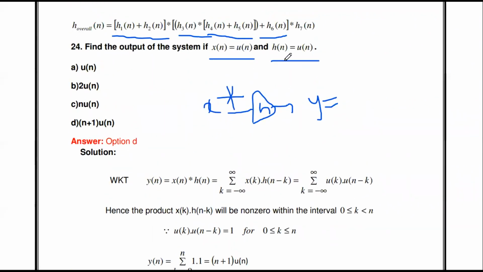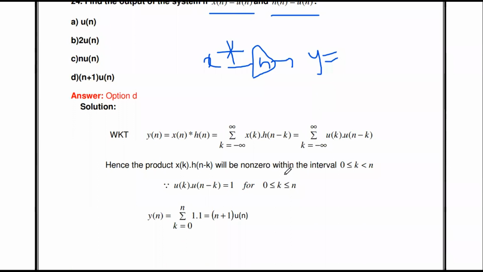Here a finite duration sequence is not given. It is an infinite duration sequence, u of n is given. If x of n and h of n are given in finite duration, we follow the tabulation method. If an infinite duration sequence is given, we have to follow the mathematical method. What is the formula to find the convolution of the two things? Summation k equal to minus infinity to infinity, x of k h of n minus k. This is the formula. Then in that formula we have to substitute the x of k value and the h of n minus k value. So what is x of n and h of n here?